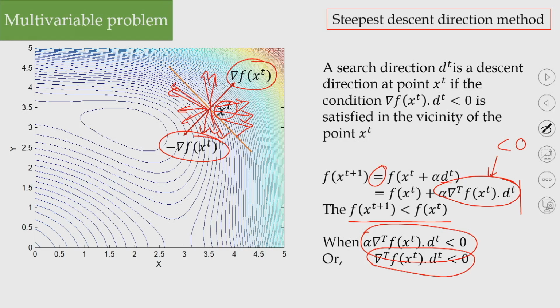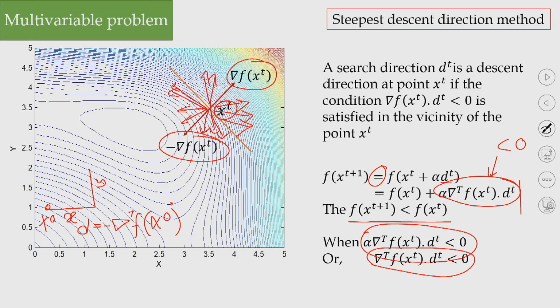This method is very simple. In the univariate method, what we have done? We have gone along x direction, then y direction, along x direction, then y direction. But in this case, what will you do? Suppose this is your starting point, x naught. You will calculate the derivative at x naught, and now d will be the negative of this gradient. Is it clear?